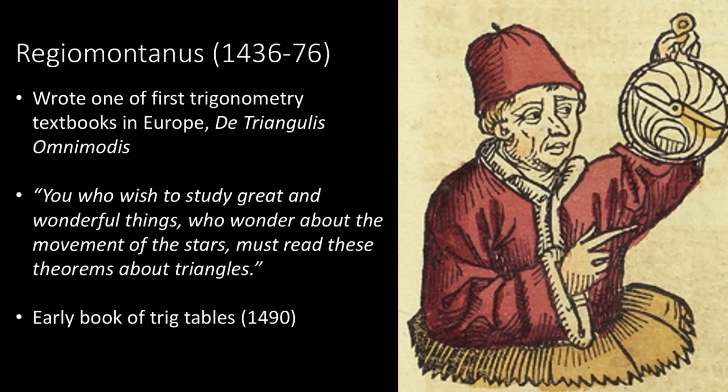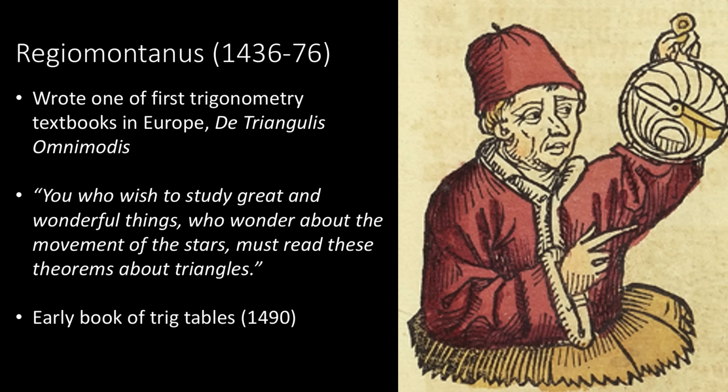He says, you who wish to study great and wonderful things, who wonder about the movement of the stars, must read these theorems about triangles. It's absolutely vital. You have to understand triangles if you're going to be able to do all this stuff. He produced an early book of trigonometric tables, lists of values of these functions. In case you're worrying about the date there, it was posthumously printed, so it's not a typo. It came out in 1490.